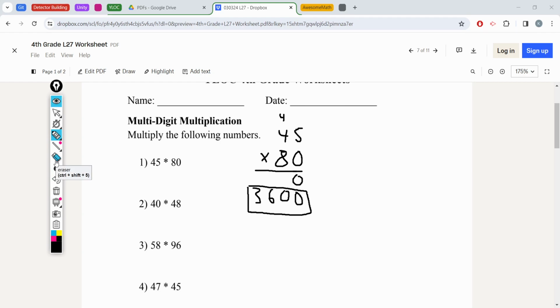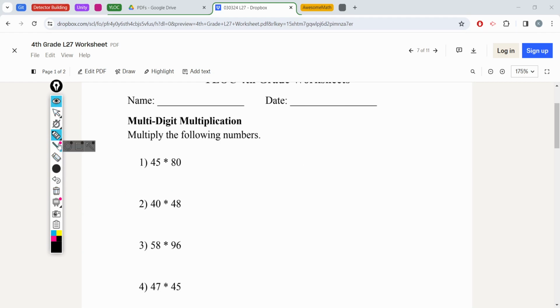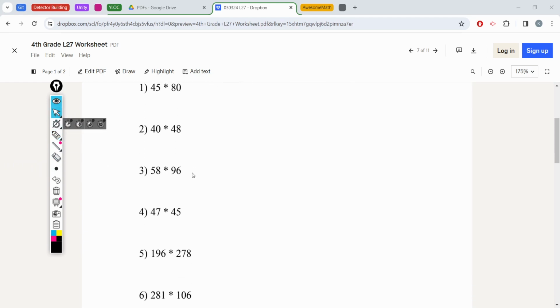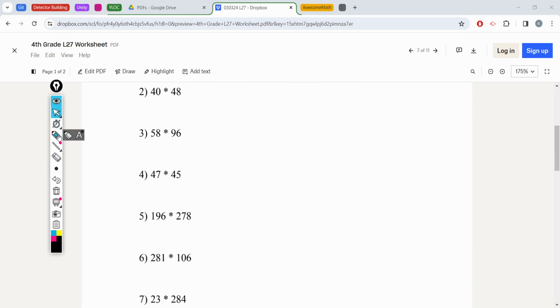Because this worksheet is pretty long, I'm going to be doing the odd problems only. For our next problem, we have 96 times 58. So I'll write 96. I just like writing the bigger number up top usually.